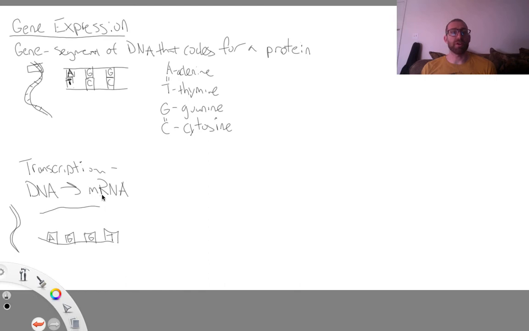So messenger RNA binds to our DNA. Our DNA strand unwinds, and then we have messenger RNA come in, and it binds to this DNA strand. And our messenger RNA is made up of these nucleic acid bases as well, right? So just like before, here's our messenger RNA coming in, and it binds here, and this is T.